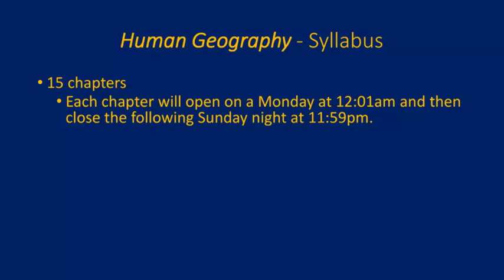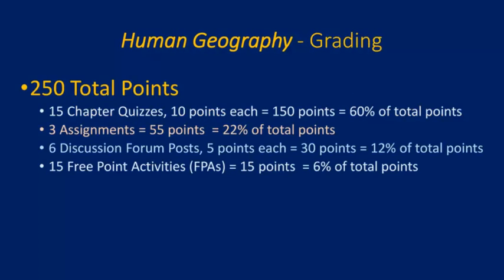Now, I'll explain the schedule more at the end of this video, but if you already have your syllabus, go ahead and open it up, and you'll see it towards the bottom. In terms of the grading, there's 250 total points for the semester. You can find the grading scale in the syllabus, and I'm not going to cover the grading scale. But where do these 250 points originate?